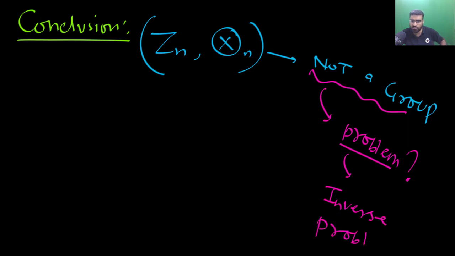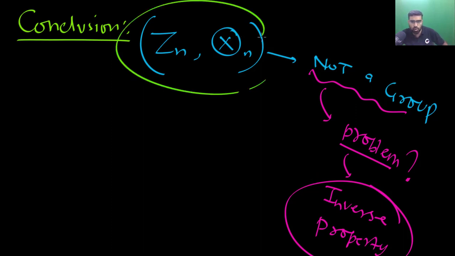Some elements do not have an inverse element. So I can say that this is the only problem, the inverse property. There is no other problem. The closure property is satisfied, the associative property is satisfied, and the identity element is also there. But the only problem is the inverse property.